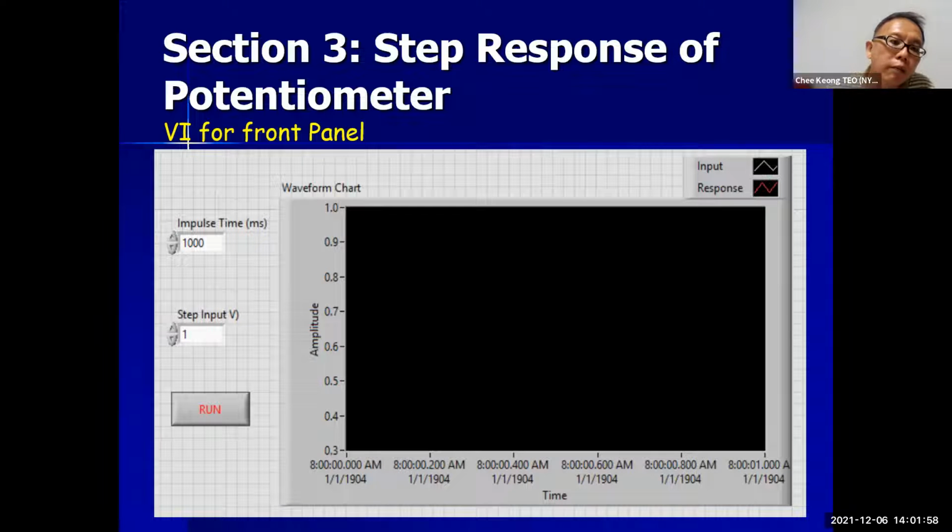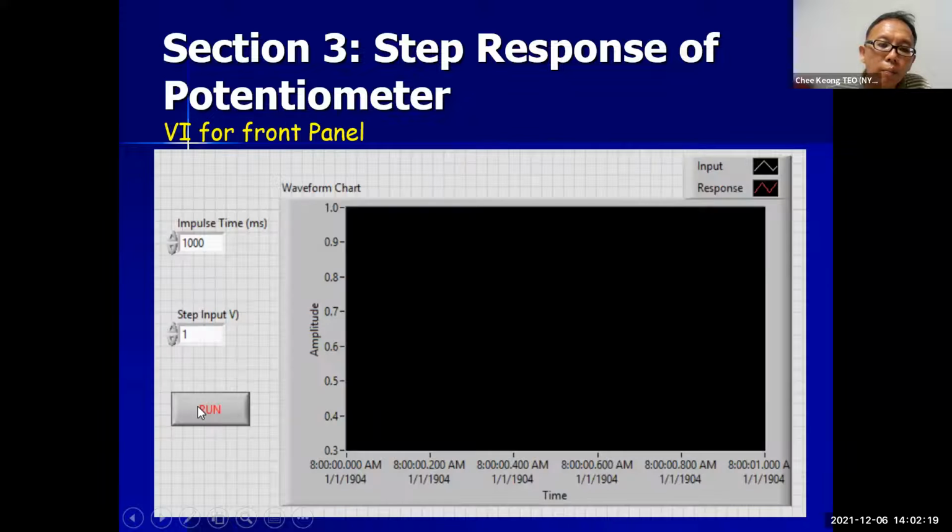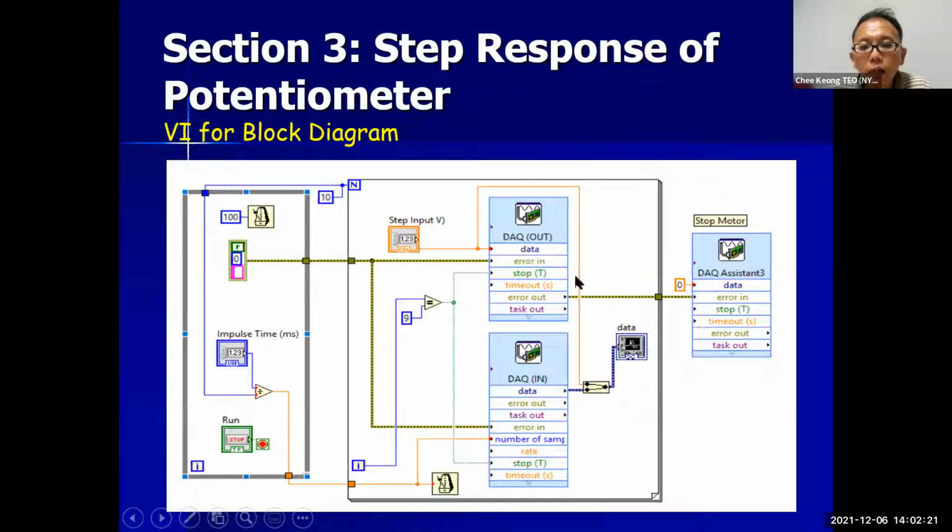So using the VI, the front transfer function, we are going to run 1000 milliseconds, meaning in the X scale it will be 0 to 1000 milliseconds, which is 1 second of duration. And then of course we are going to pump in a unit step function, meaning a 1 volt step function. The moment we click run, okay, so this is the front panel. Now the block diagram at the back basically looks this way, nothing unique and special.